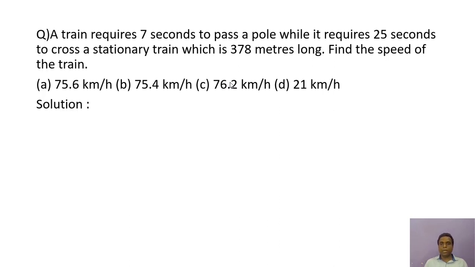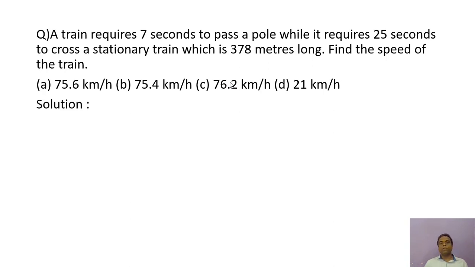A train requires 7 seconds to pass a pole, while it requires 25 seconds to cross a stationary train which is 378 meters long. Find the speed of the train. In the first case, let's consider it as train A. Train A has some length. For crossing that pole, it will have to cross its own length. Suppose it has a length of LA. The length of train A will be LA.